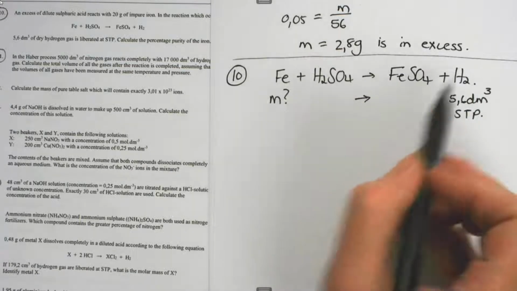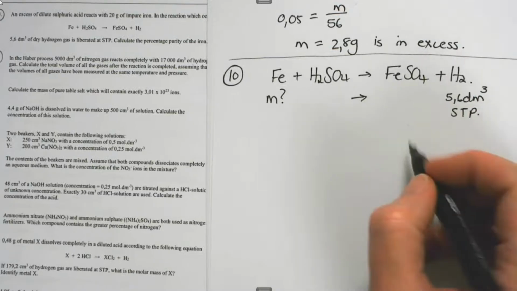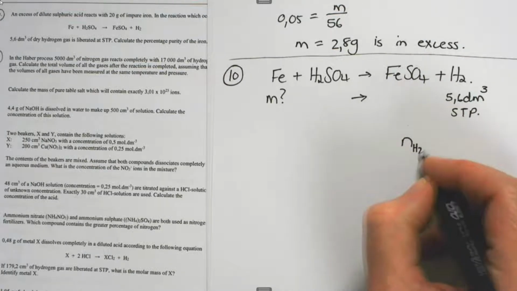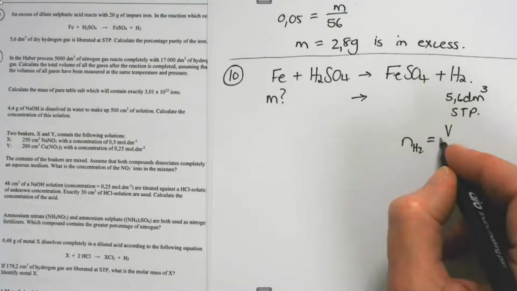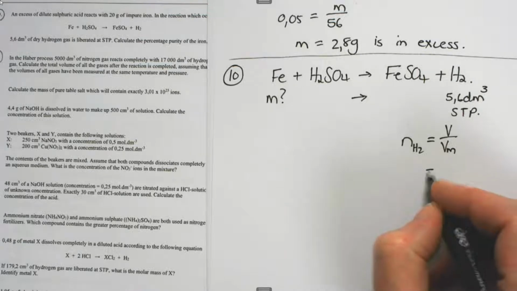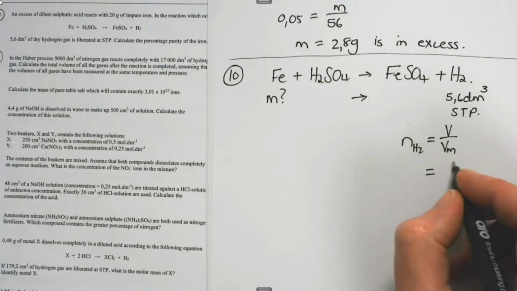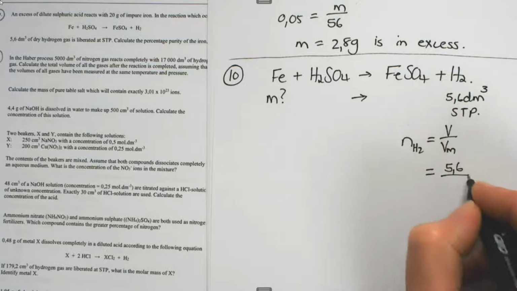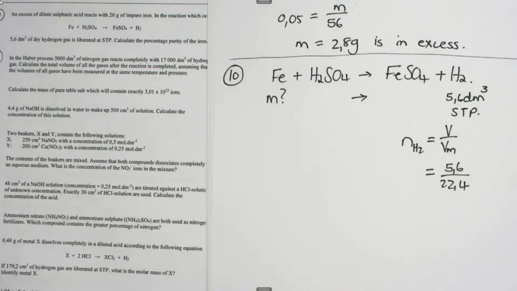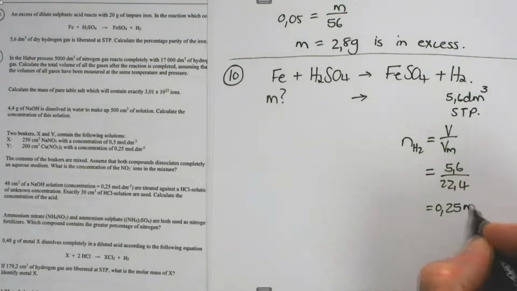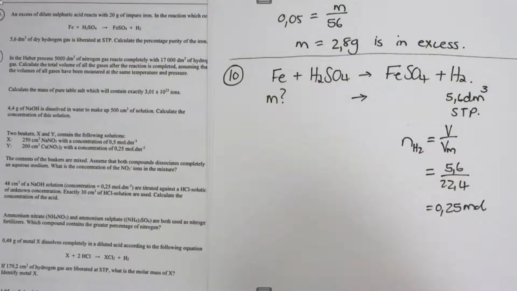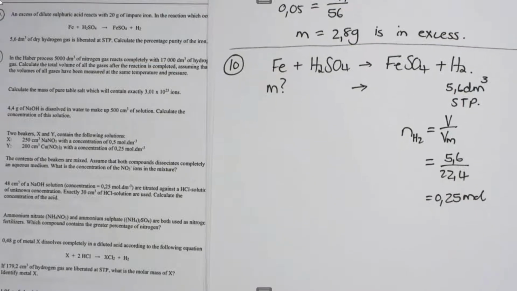Okay, there's step 1, there's step 2. Step 3 says I must calculate the mole of given. And hydrogen is a gas, so I can use my formula V over Vm because it's a gas. And it's already in cubic decimeters, so it's 5,6 divided by 22,4. So I take 5.6 divided by 22.4 and I get 0,25 mole. So there I've determined the amount of mole of hydrogen. So I can only compare mole to mole.